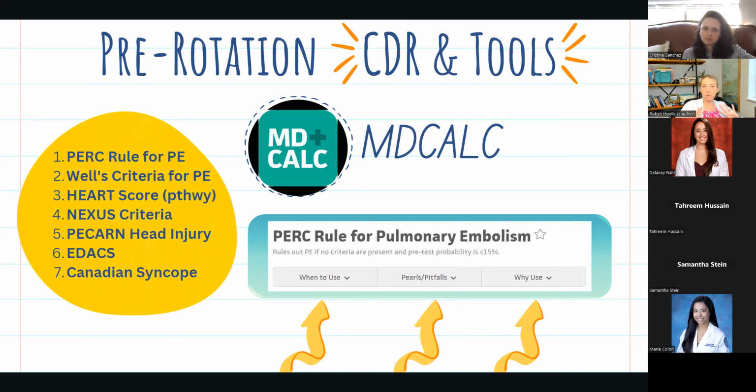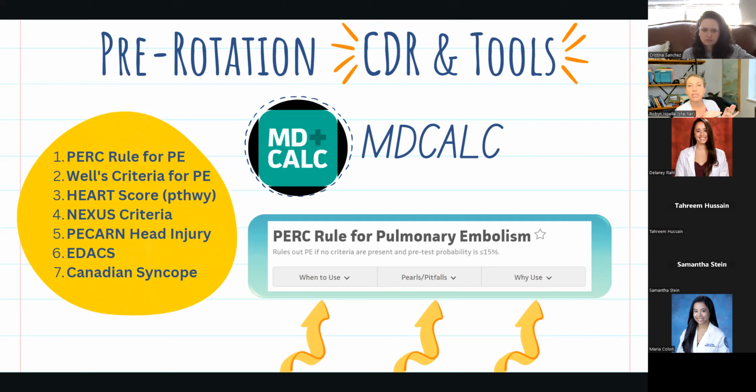But it doesn't have to be, because here are the 7 high yield tools and rules that are used in pretty much every department. And those are the rules and tools I want you to go to MD Calc. I'm guessing that you guys have already used that, and it is absolutely amazing. And the reason why it's amazing is I took a little screenshot of PERC, rule for pulmonary embolism.